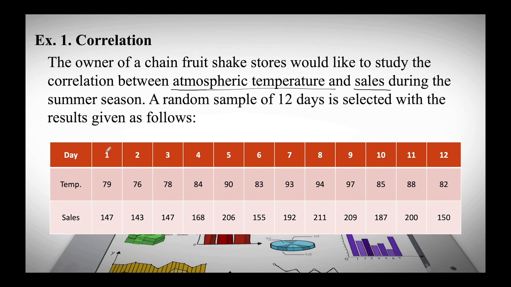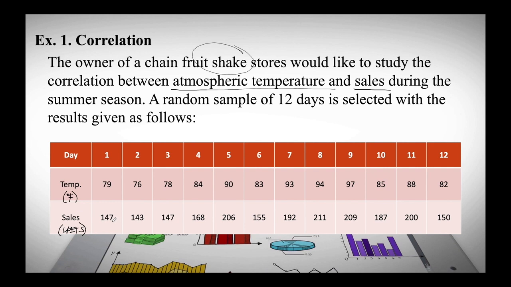On the first day, ang temperature is 79. As far as I can remember, this is in degrees Fahrenheit. Kaya medyo lumagpas sa mga alam natin na dapat 38, 39, 40, 41 na temp. So, ayan siya. And the sales is units. Units na nabenta nila ng fruit shake. So, sa first day daw, they have 79 degrees Fahrenheit. And nung ayun yung temperature, nakabenta sila ng 147 units of fruit shake.